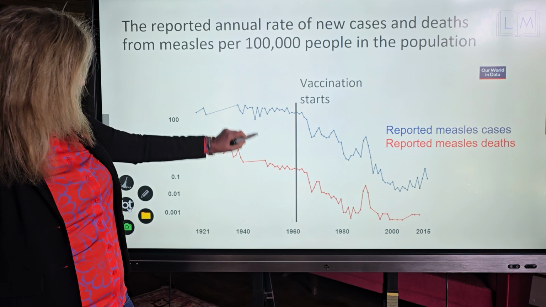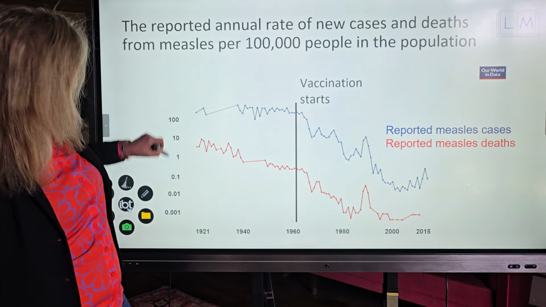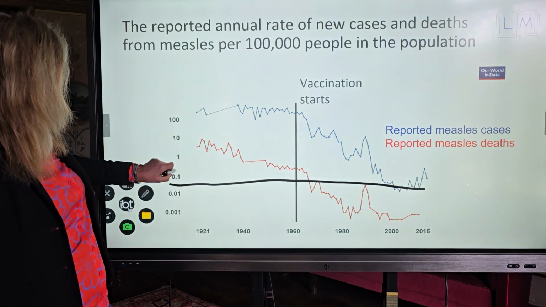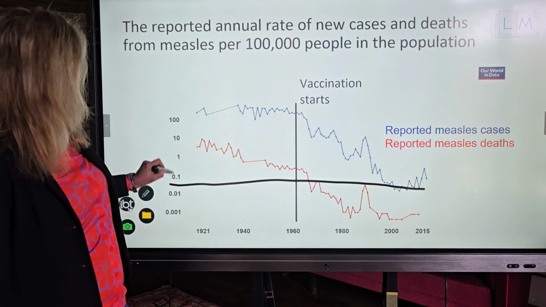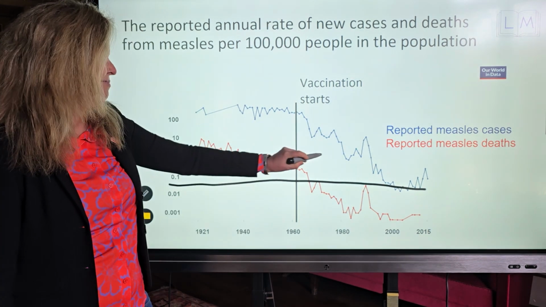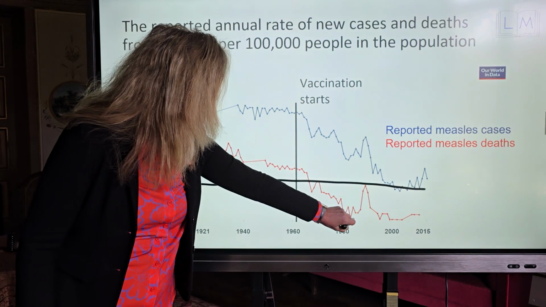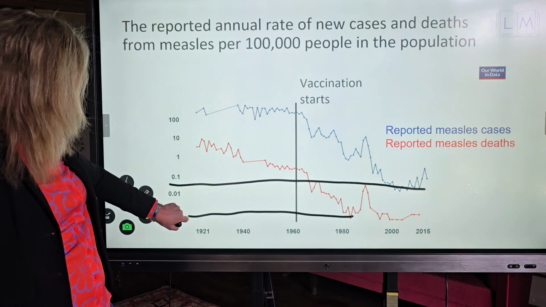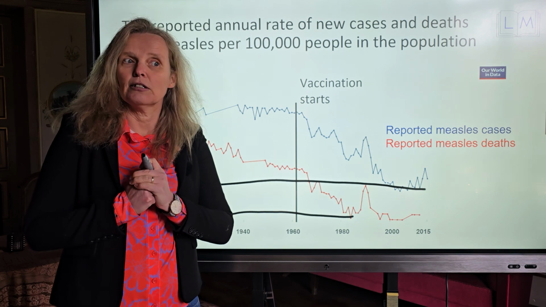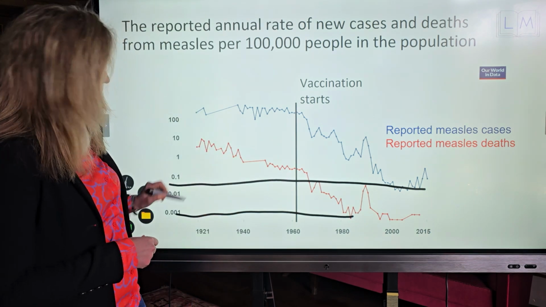Then if we look at the cases, we start at 200 to 600. What is this? If we take the line, roughly 0.1 cases per 100,000. What does 0.1 cases per 100,000 mean? Pretty low. But for deaths, we have 0.001. Now you have to think, imagine no one has died of measles in a year. What do you do with a scale like this?